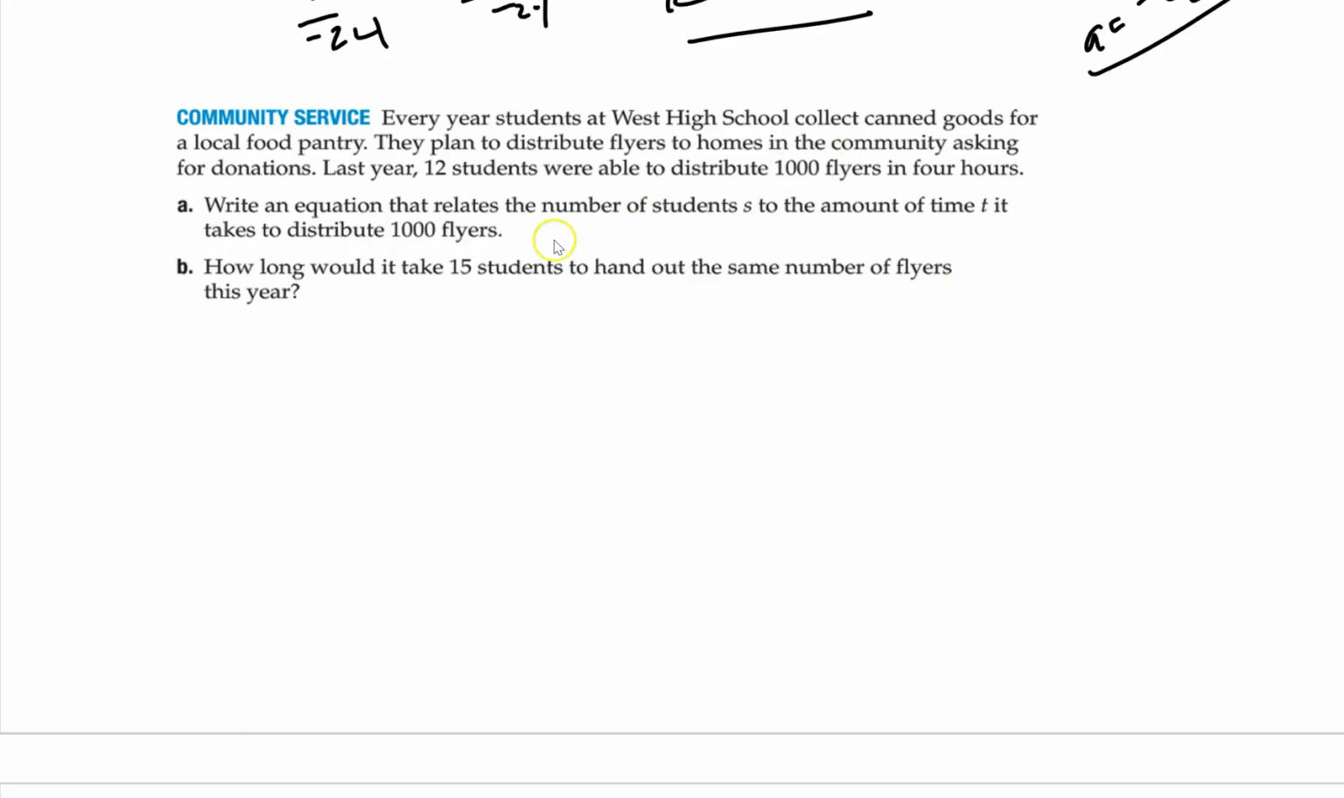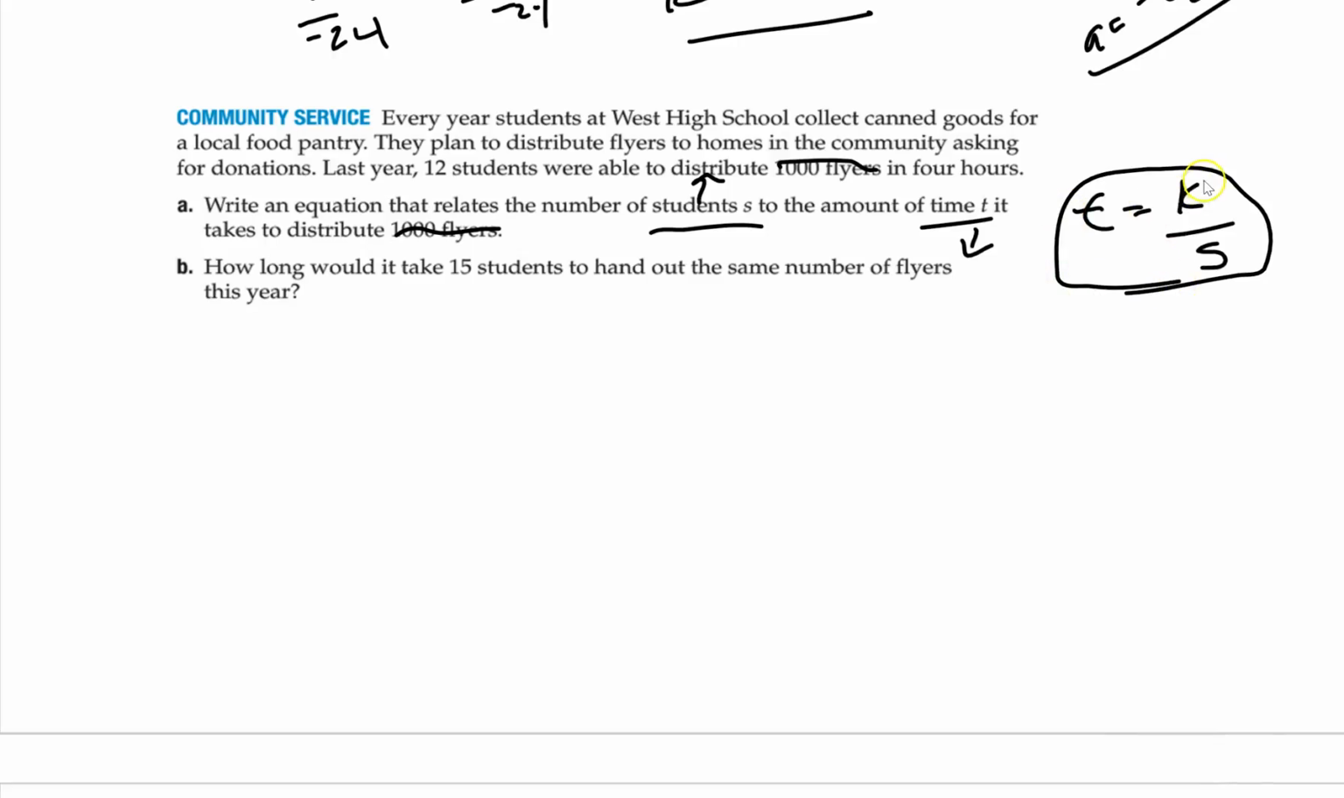First, we're talking about 1,000 flyers for each one, so 1,000 flyers really doesn't matter. That's just saying, hey, we're talking about 1,000 flyers. Let's talk about the rest of it. Number of students and how long it takes. So, write an equation that relates the number of students to the amount of time it takes to distribute the same amount of flyers. Well, think about it logically. The more students you have, the less time it's going to take to distribute flyers. That's inversely related, right? If you had 2 students, it would take you a while to distribute 1,000 flyers. If you have 1,000 students, it's not going to take that long. So our equation is going to be time is inversely related to students, right? Varies inversely with the number of students.